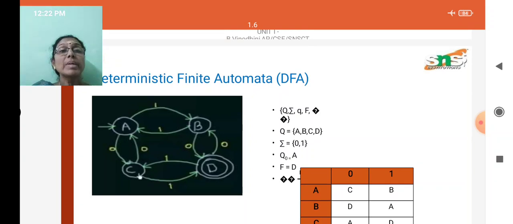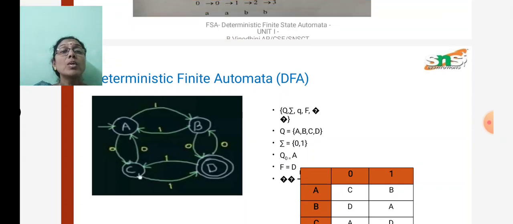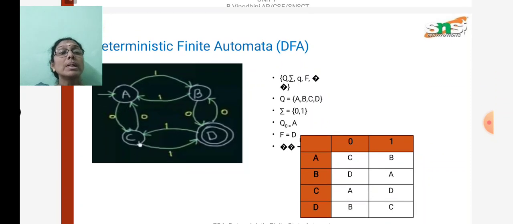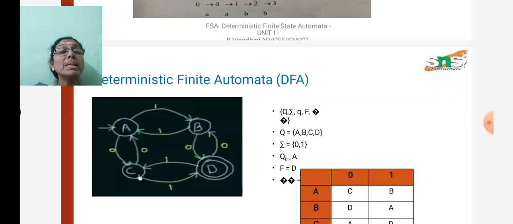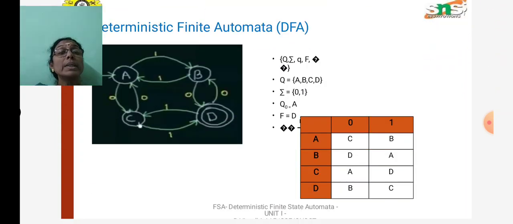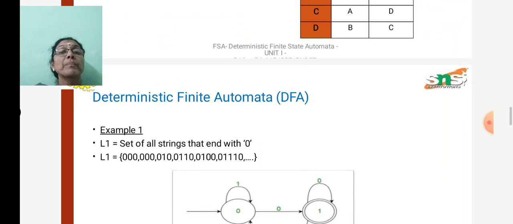Next is the deterministic finite automata. The difference between non-deterministic and deterministic is that in a deterministic finite automata, from a single state, for a single input symbol, it goes to a single state only. The difference is shown in the transition table. In the NFA transition table, for state 0 and input symbol a we have a set of states. But in the DFA transition table, for each state and each input symbol it goes to a single state only. This is the main difference between the DFA and the NFA.